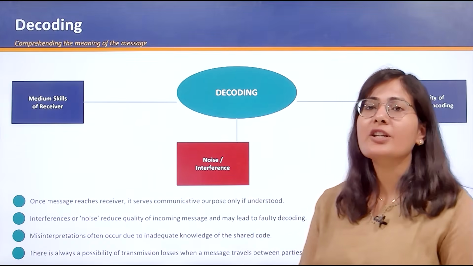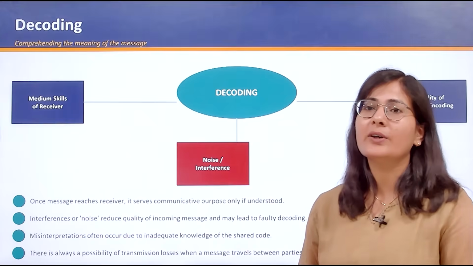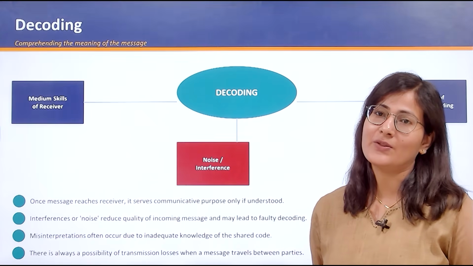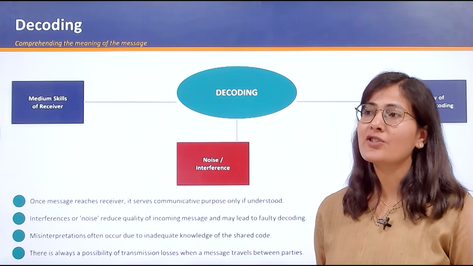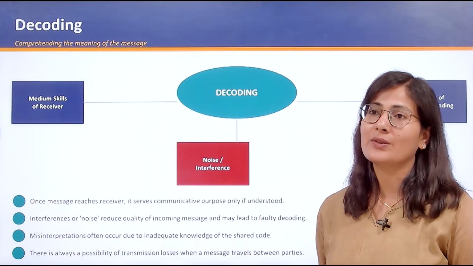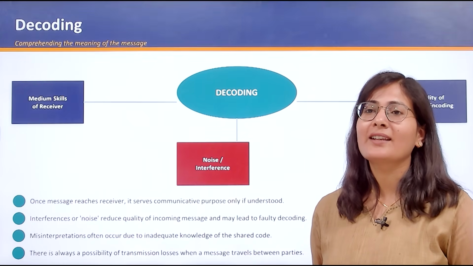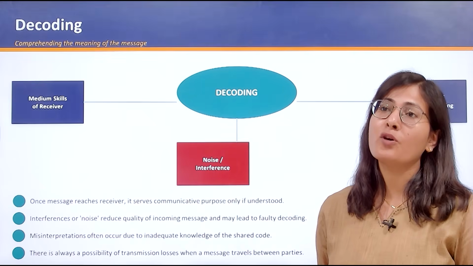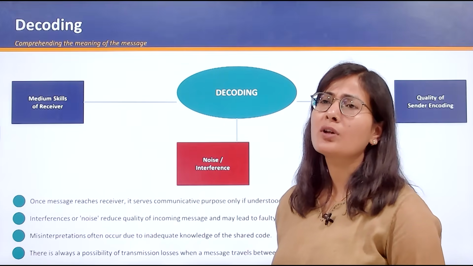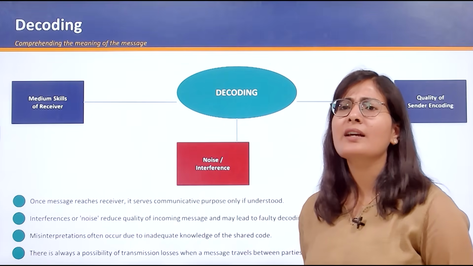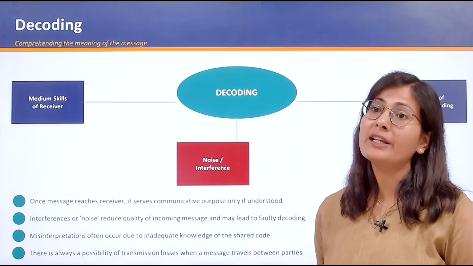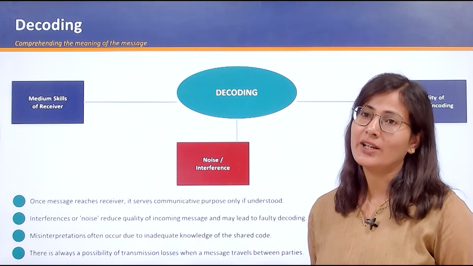Once a message reaches the receiver, it serves a communicative purpose only if understood. If the message which is sent by the sender is not understood by the receiver, then it doesn't serve the very purpose of communication. Here the interferences, for example physical noise, sometimes also reduce the quality of the incoming message or may lead to faulty decoding as well, right?